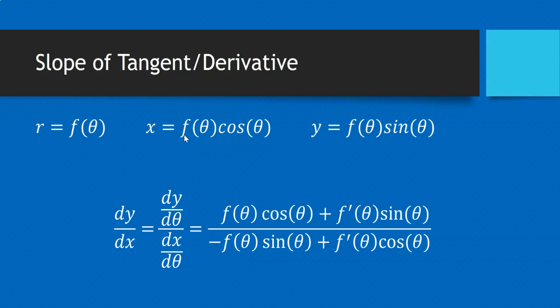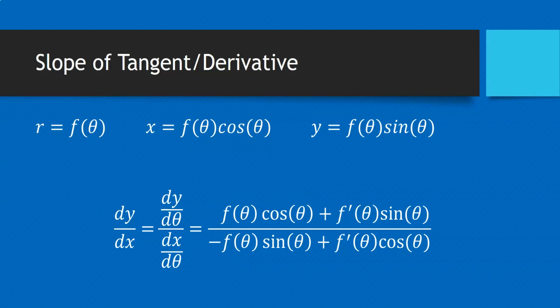Now the same thing goes with x. So with x, we have a product rule. So we take normal f of theta times the derivative of cosine. Derivative of cosine is negative sine. So you end up with negative f theta sine plus the derivative of the function in front, f prime theta, times normal cosine. So basically, this is just the product rule of this derivative divided by the product rule of this. The derivative requires us to do a product rule.